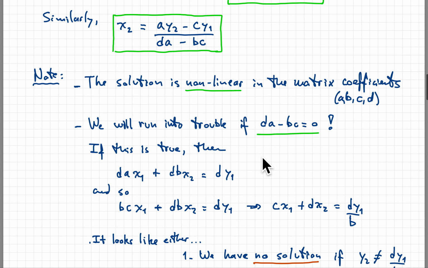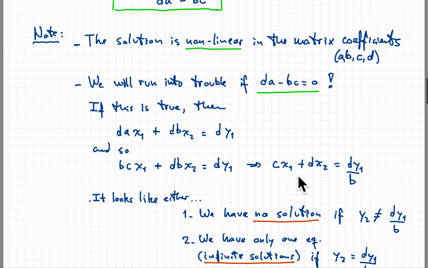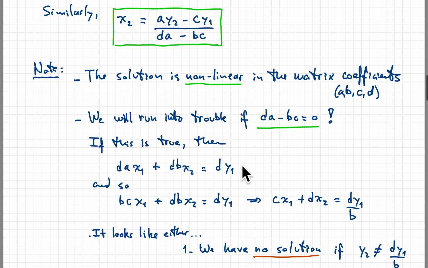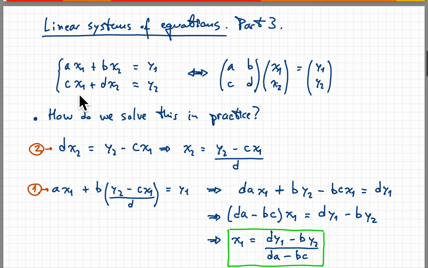Why is that a problem? That could be a problem because this is a lot like the second equation we got. Our second equation was cx1 plus dx2 equals y2. Let's go up here. Our second equation was cx1 plus dx2 equals y2.